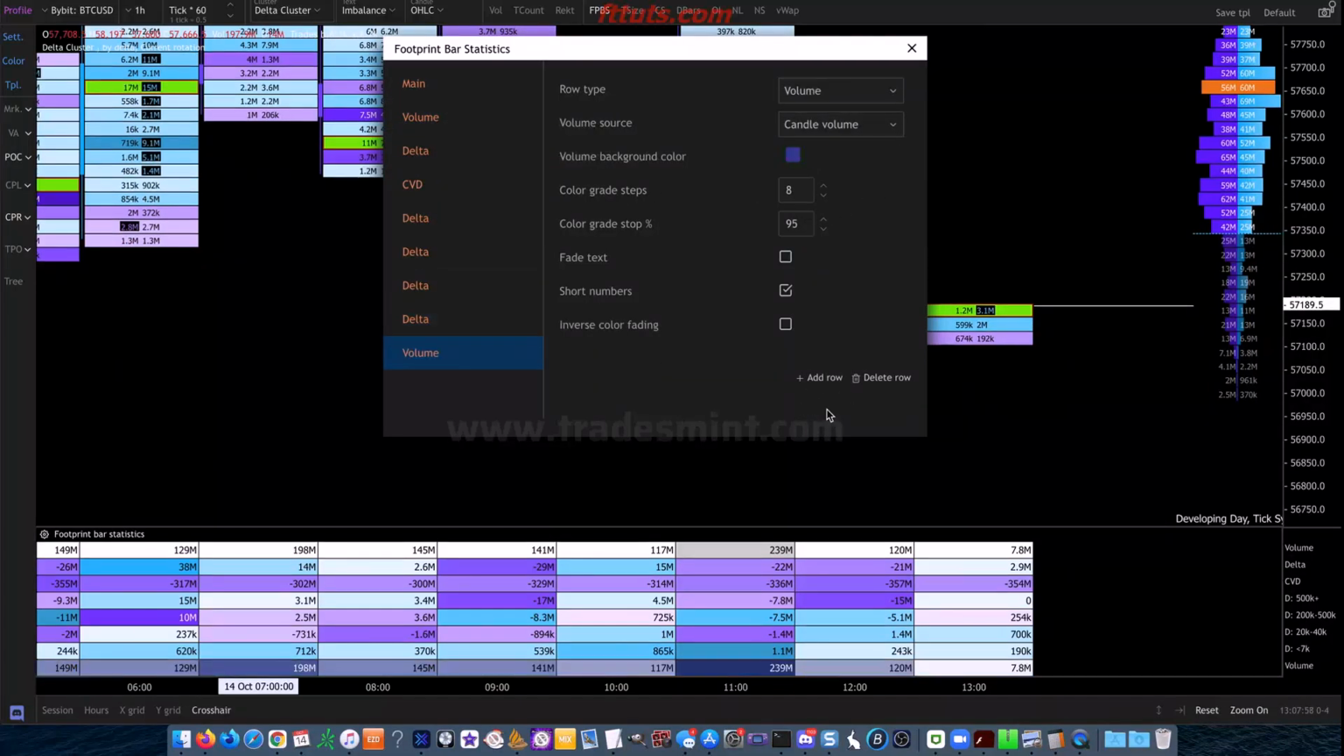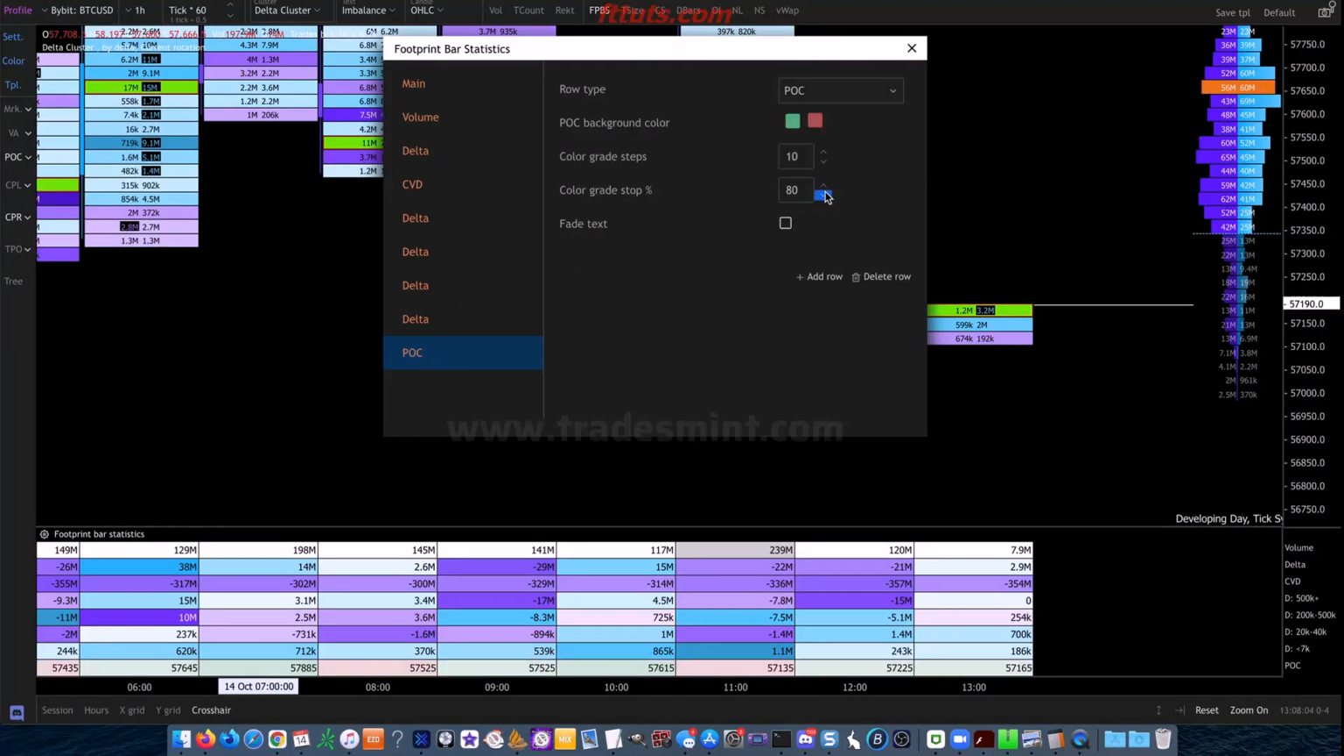If you click add row, then you can decide what you want that row to be. Do you want it to be volume? Do you want it to be delta? Do you want it to be CVD? You can make it the point of control, which will tell you the point of control for each candlestick. If you're doing this on the daily time frame, it can show you the previous day point of control very easily. You could do the high and the low.